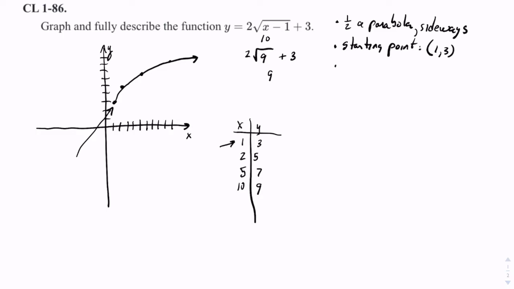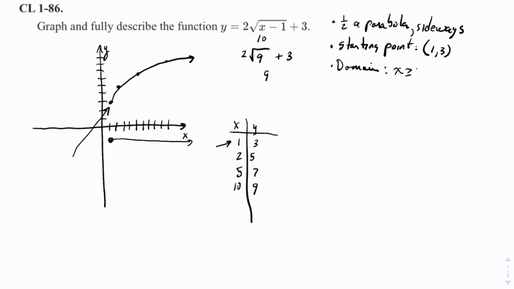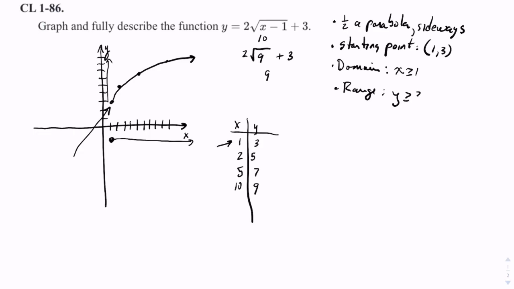We could specify the domain and range, right? The domain are all the x values, right? So that goes from here all the way up. So the domain is x values greater than or equal to 1. The range are the y values, right? The y values go up this way forever, right? So that's greater than or equal to 3. Y is greater than or equal to 3. And I think if we specified all that, we're pretty good at describing this odd graph.